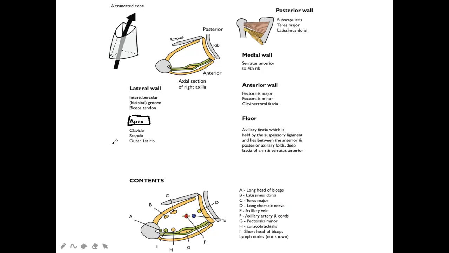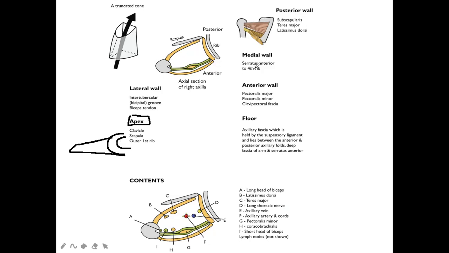So we're saying that the apex of the axilla, you have the clavicle, the lateral parts of the clavicle, and the outer border of the first rib, this outer border. Get that, the outer border. And then you have the upper border of the scapula. So that forms the apex of the axilla, right?